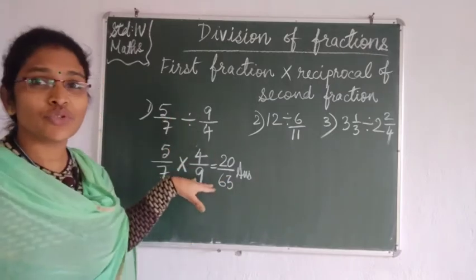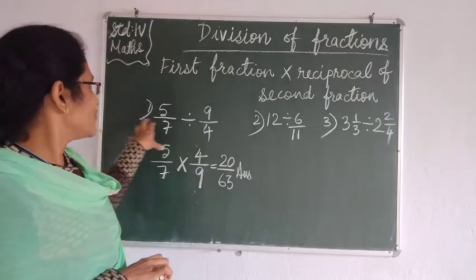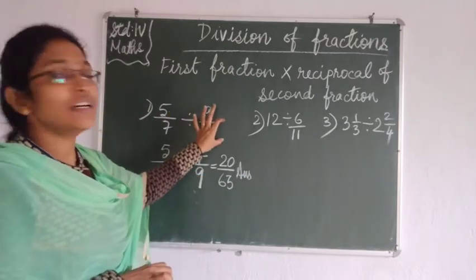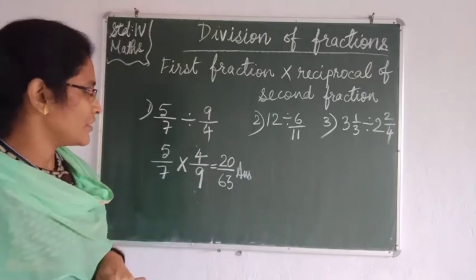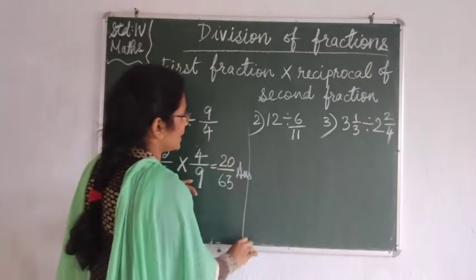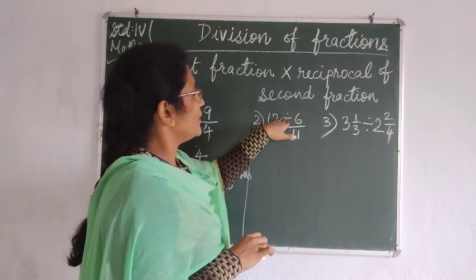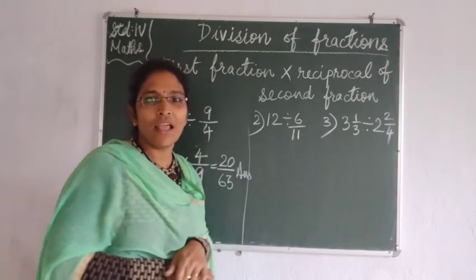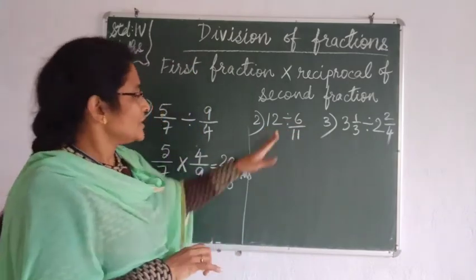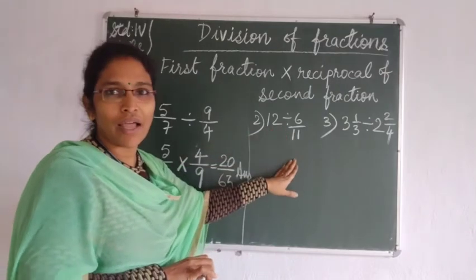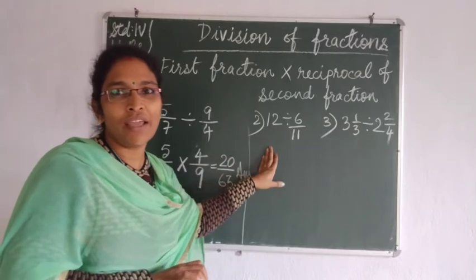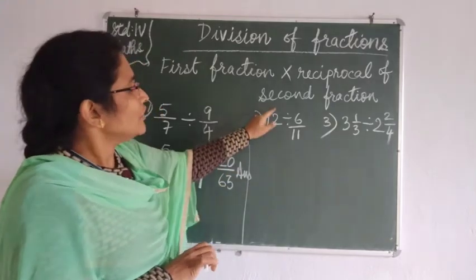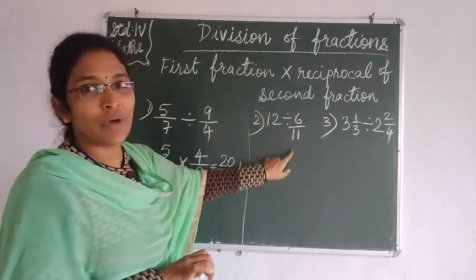If you find it difficult to do it directly, first we can write the reciprocal of the second fraction, then we can continue the process. For example, we will do the second question in that way. Second question is 12 divided by 6 by 11. 12 means, how can we make it as a fraction? 12 by 1. Okay. Now, divided by 6 by 11.